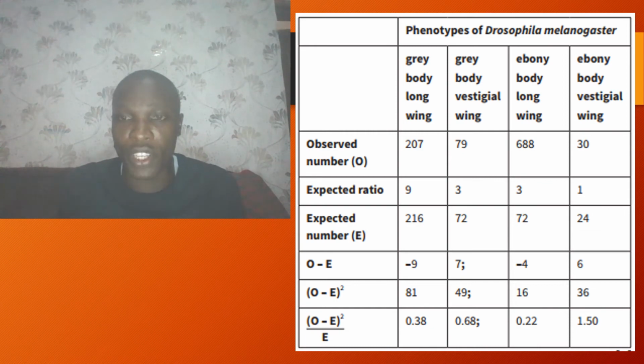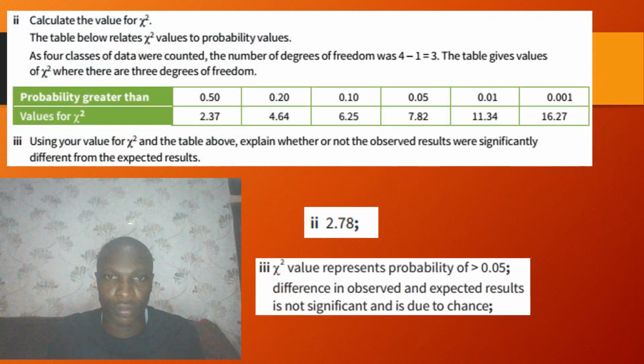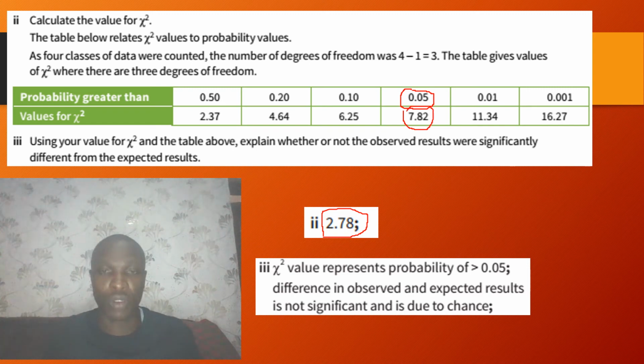Now let's go into the interpretation of our results. The chi-squared value that we have got is 2.78, basing on our table of degree of freedom. The degree of freedom was 3 and it was extracted, and our attention should be focused on the value that tallies with the 0.05 probability. So this is our probability of 0.05, and then the chi-squared value that we have is 7.82. That's what we have, and our chi-squared value is 2.78.